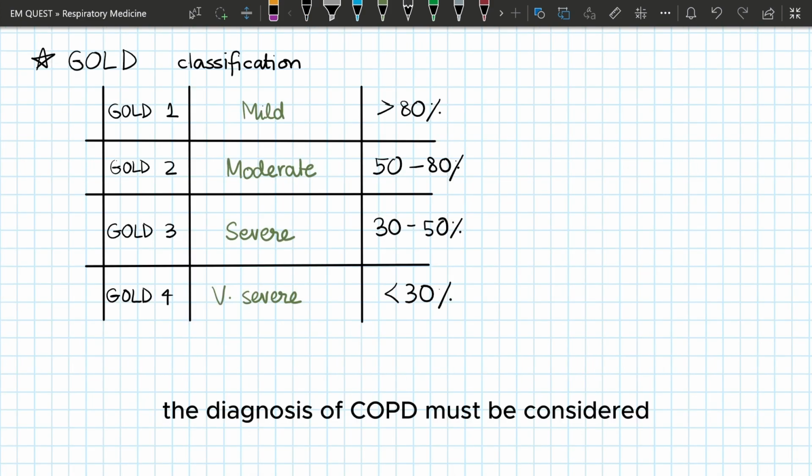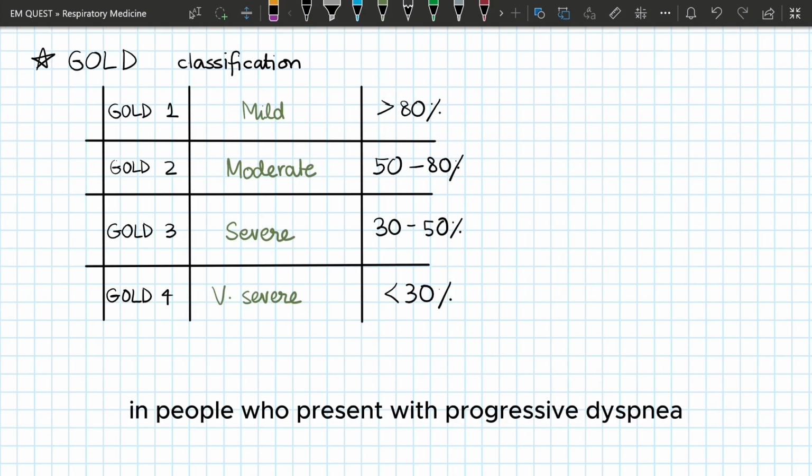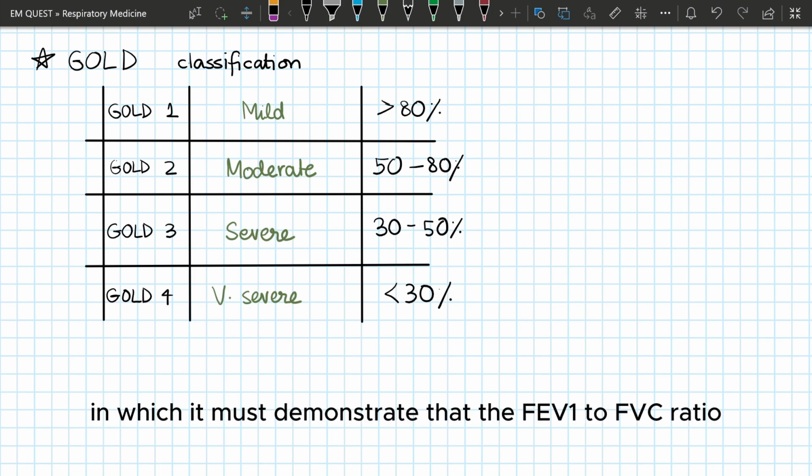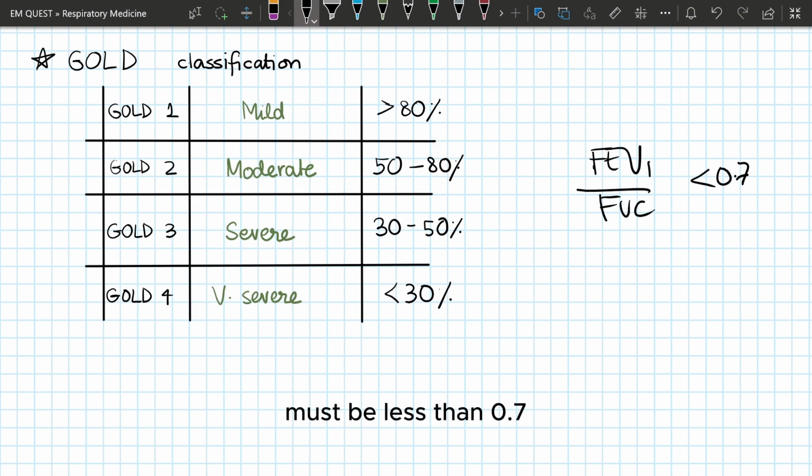The diagnosis of COPD must be considered in people who present with progressive dyspnea, with sputum production, chronic cough, recurrent respiratory infections. But the sure shot diagnosis of COPD requires proof from spirometry, in which it must demonstrate that the FEV1 to FVC ratio must be less than 0.7.